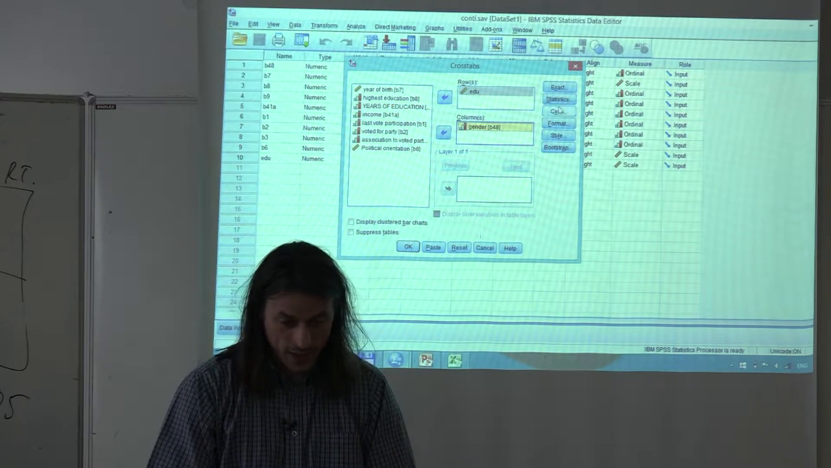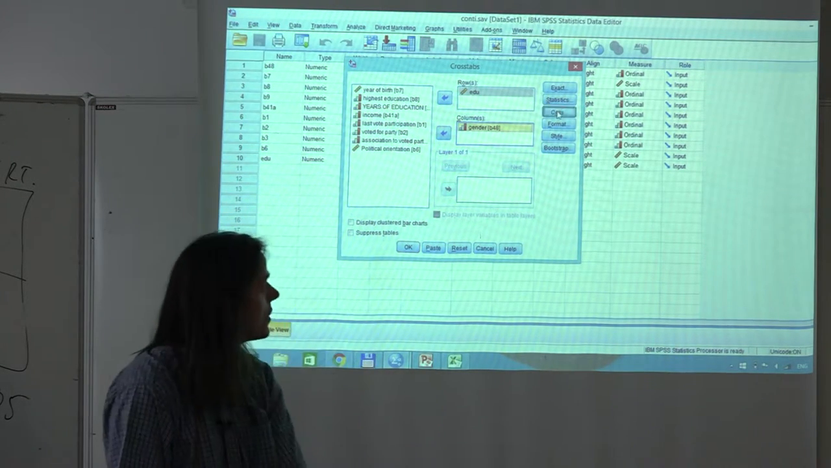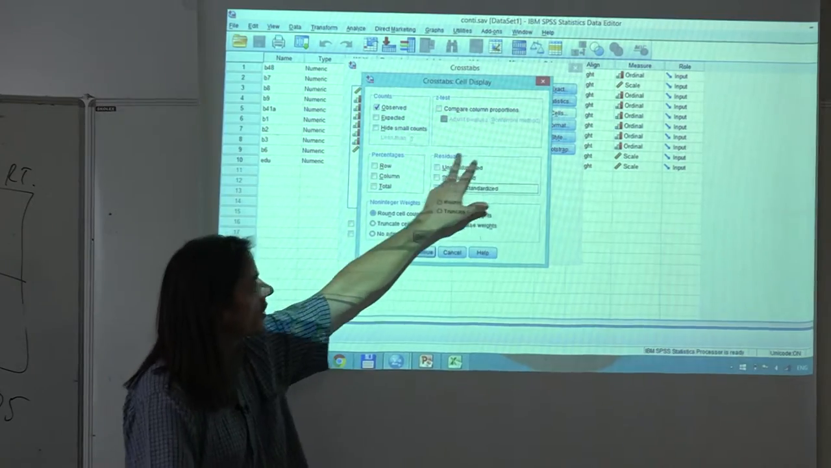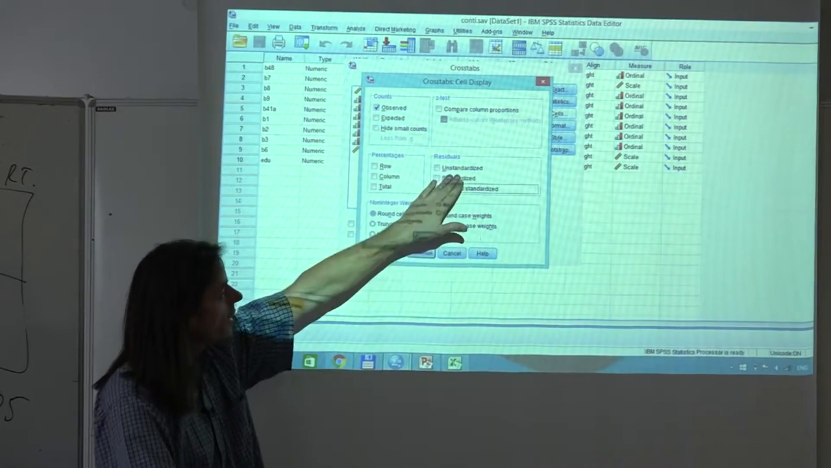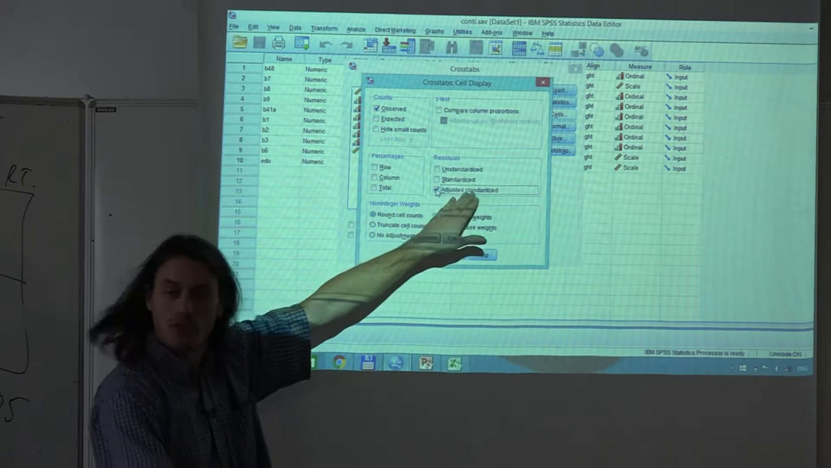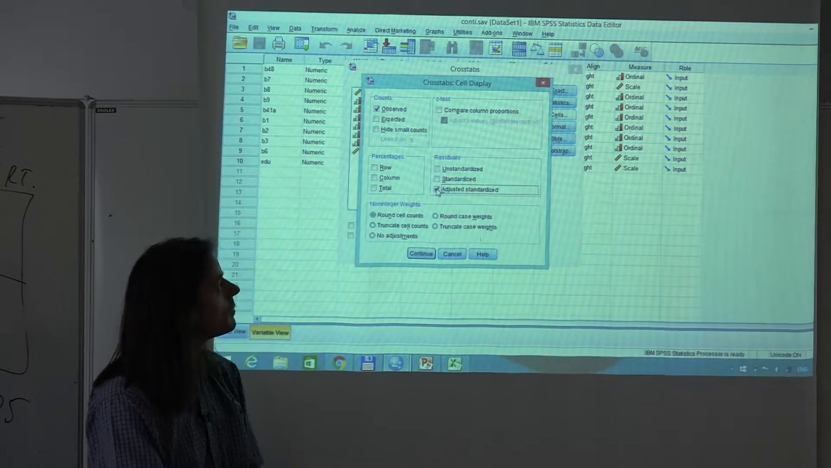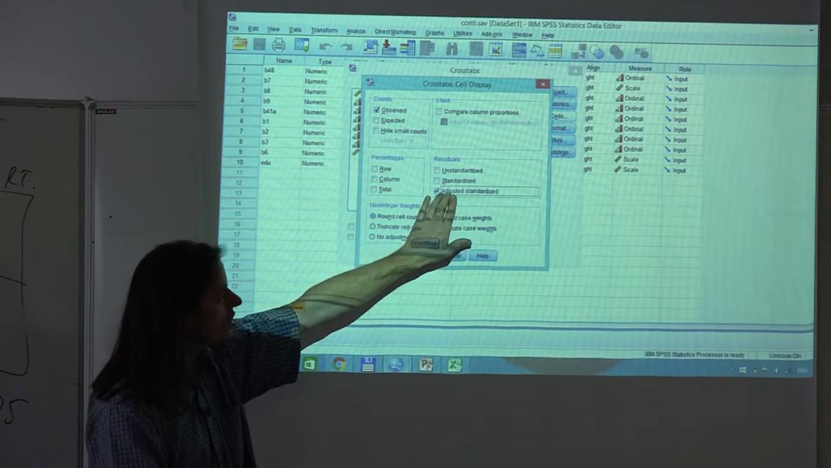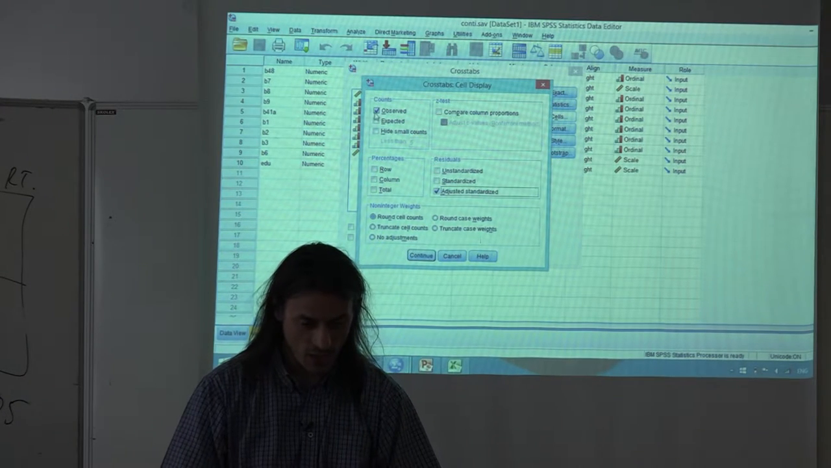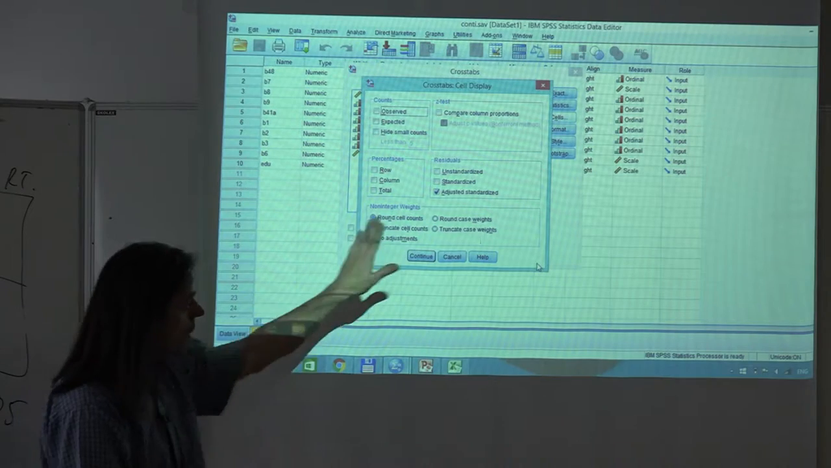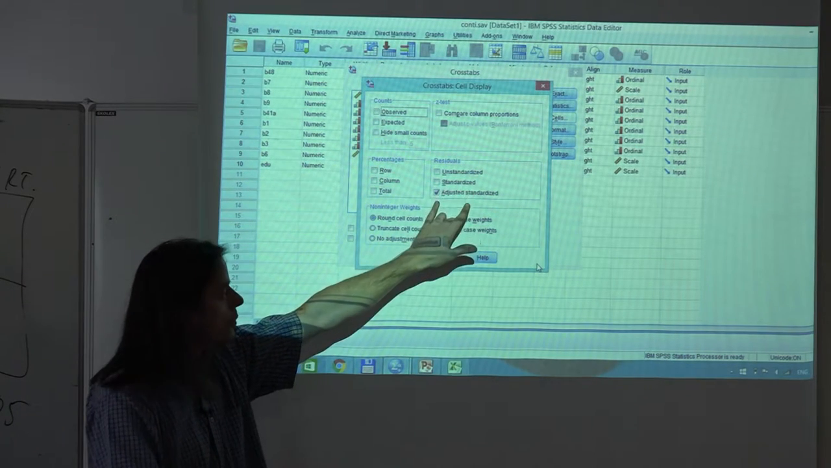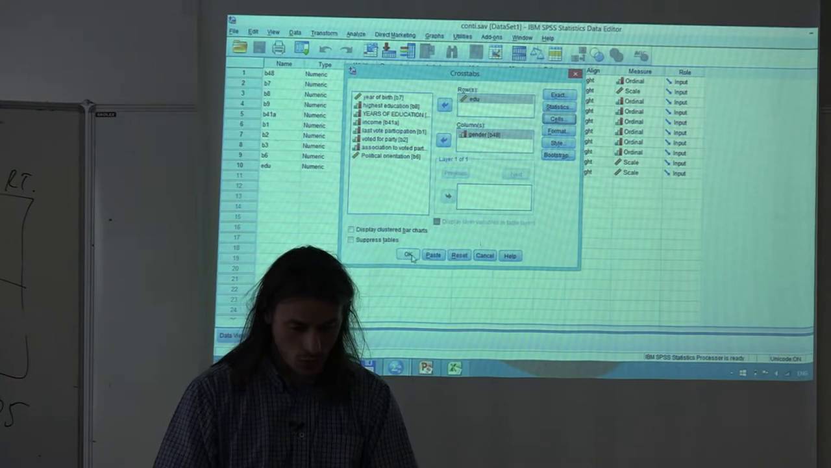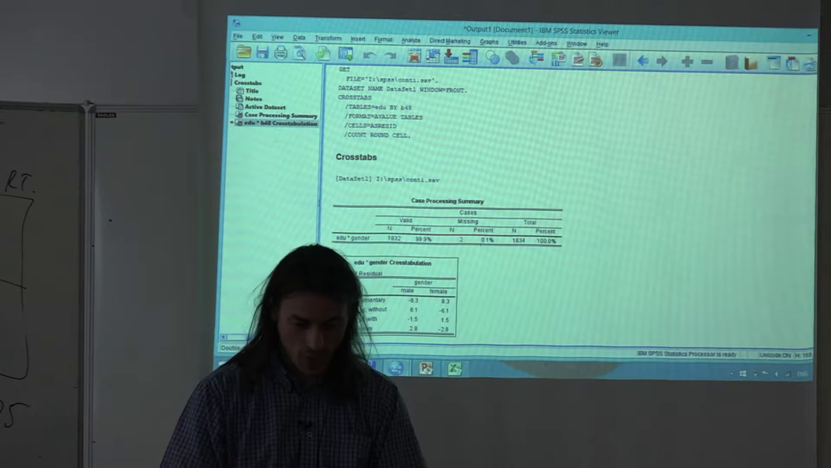And now, please, let's go into Cells, and here, please check adjusted standardized residuals in the middle part of this panel, on the right side, the last option, adjusted standardized residual. And please do not check observed counts. We would like to have only adjusted standardized residuals checked in this dialog. So that's our requirement to find a table in the output which will include adjusted standardized residuals only. Okay, continue. Okay, and that's our table.